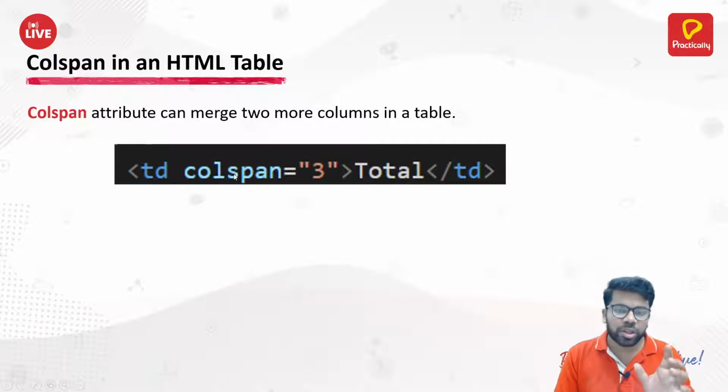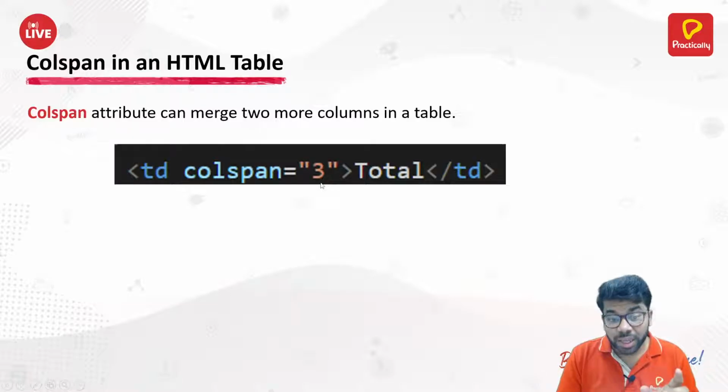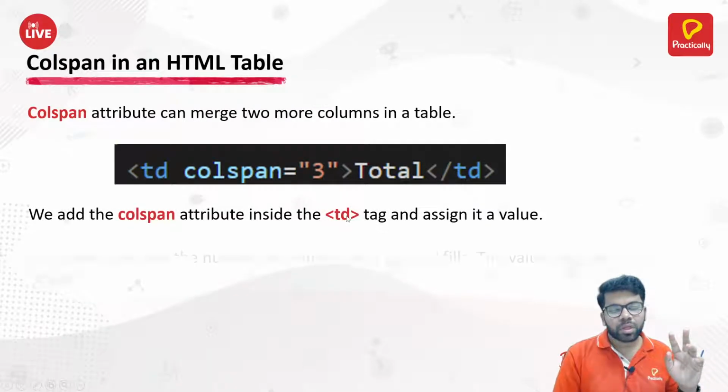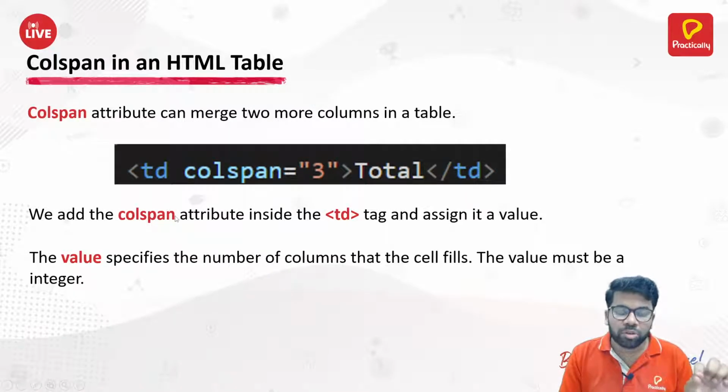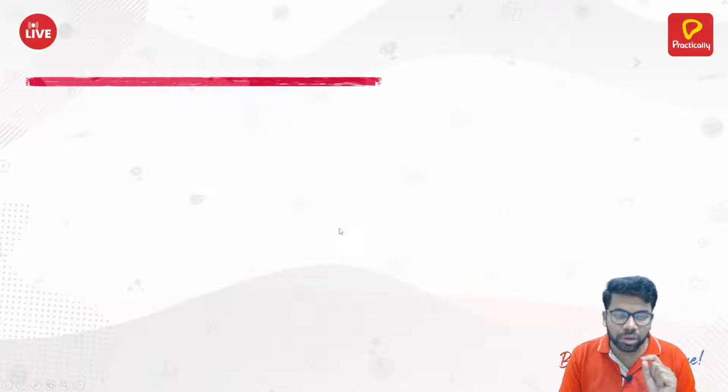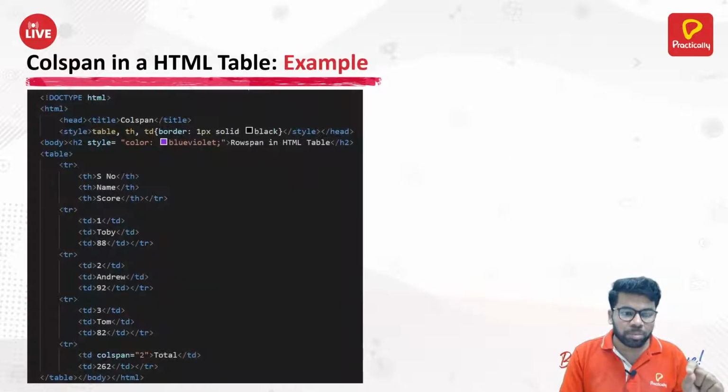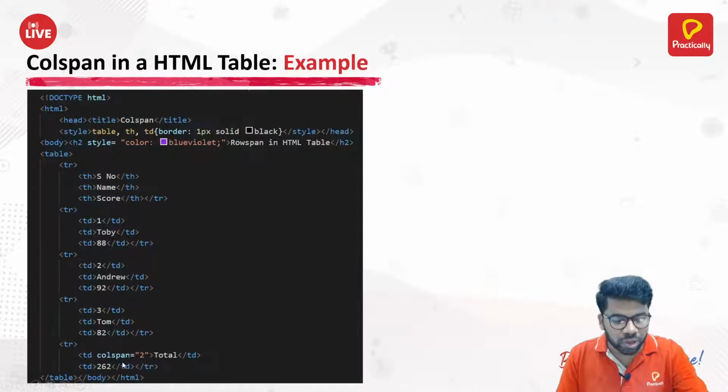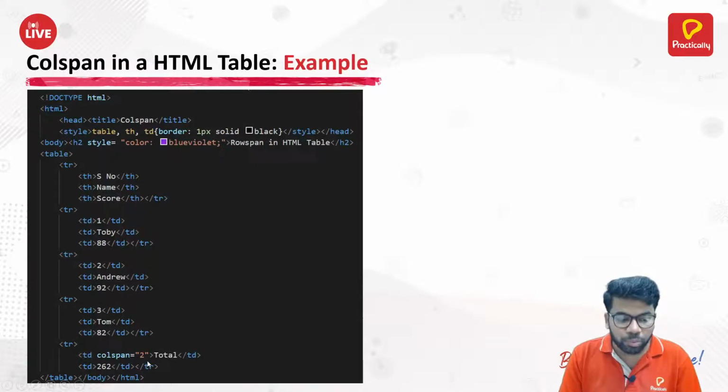And how do we write it? In the same way as we write rowspan, colspan, and we need to mention any number, how many columns we want to merge, 1, 2 or 3. We can mention any number. Also the colspan attribute should be mentioned inside the td tag, meaning the table data tag. This is an example program. In the same way, td colspan 2. So we want to merge 2 columns, that means 2 columns.